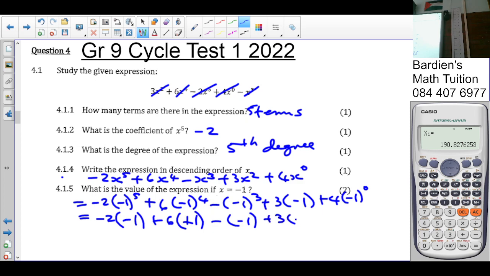Plus 3 into negative 1 plus anything power 0 is 1. So it's 4. Negative times negative is positive. 2 times 1 is 2. Positive times positive is positive. 6 times 1 is 6. Negative times negative is positive 1. Positive times negative is negative 3 plus 4. 6 plus 2 is 8, 9, 6, 10. I think. Okay.